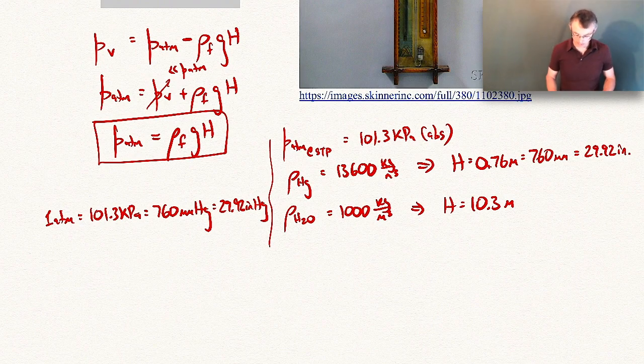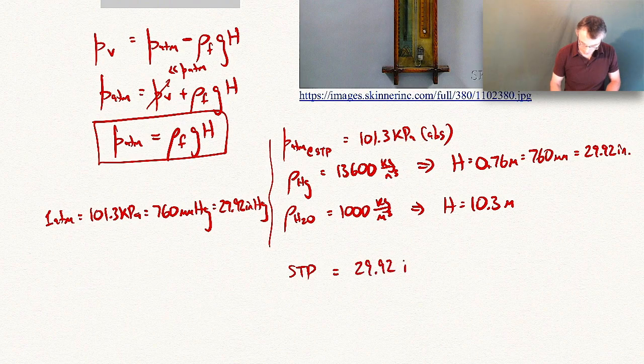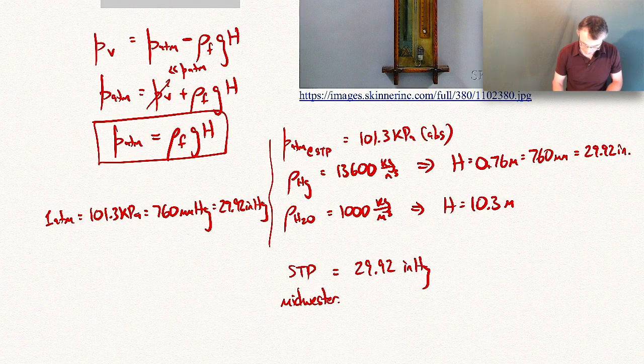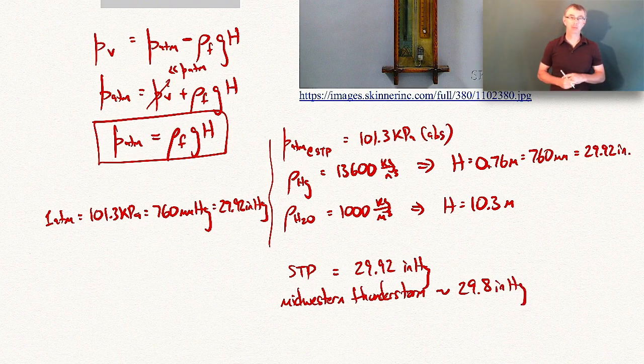So just to give you a feel for some numbers here, standard temperature and pressure corresponds to, let me do this in inches of mercury, 29.92 inches of mercury. A typical Midwestern thunderstorm, like what we might have in Indiana, will only drop the pressure a little bit. So it comes out roughly on the order of 29.8 inches of mercury. So, a small drop in atmospheric pressure can correspond to stormy conditions.